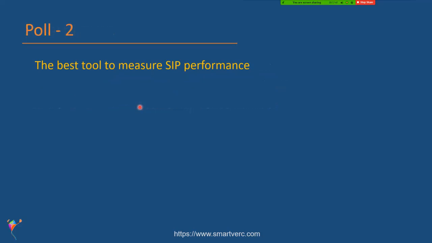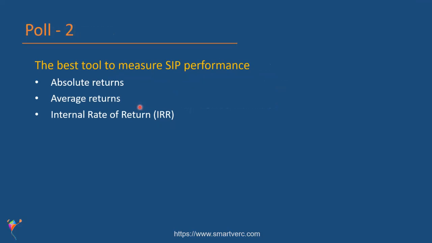So what is the best tool to measure the SIP performance? Absolute returns. Of course, we have seen that we are measuring absolute returns with respect to the absolute Sensex. Then average returns, then internal rate of return. Maybe you may not know it. So let's see how we perform in this poll.